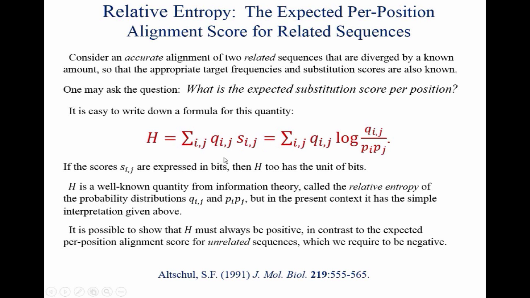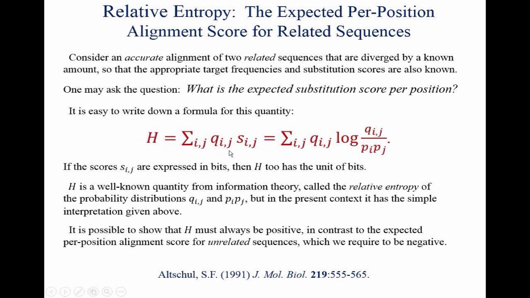And so by simply taking all the scores and averaging them by the frequency with which they occur, you get this quantity. If we expand this out, it looks like this. And this is a quantity which is called the relative entropy in information theory. It is a very important concept in information theory, but for our own purposes here, one can simply think of this as the average score, or let me even put it this way, the average amount of information that one gets per alignment position. If the scores are expressed in bits, then the relative entropy also has units of bits, and one can simply think of this as saying, how much information do I get per position to show that two sequences are actually related?